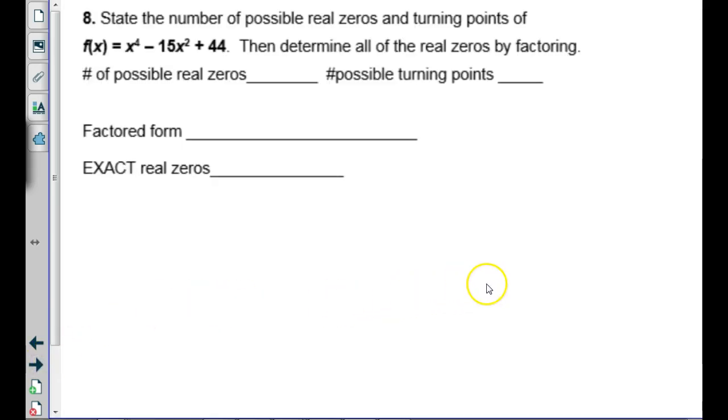All right, so we're supposed to state the possible number of real zeros. Guys, that means based on degree. What's the possible number of real zeros here? 4. Possible number of turning points is degree minus 1, okay? This was degree. Degree minus 1. So this is 3. Okay.